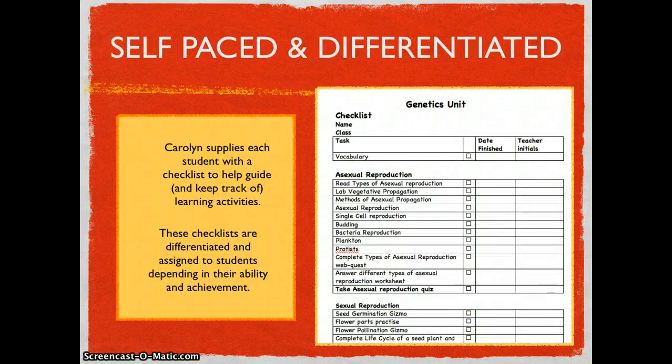The notebook is self-paced and differentiated. Carolyn usually supplies each student with a checklist, and this checklist helps guide students through the different learning activities. She differentiates these checklists so that students are working at their own ability and achievement level.